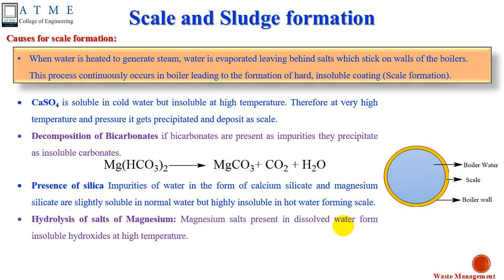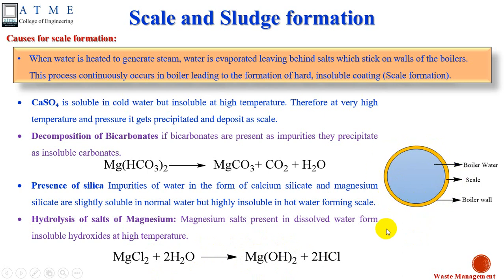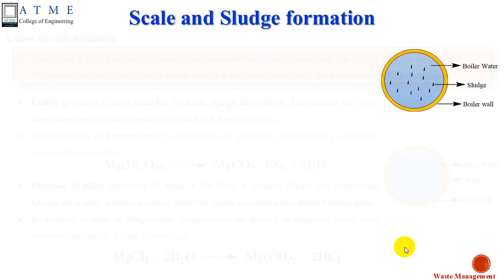And hydrolysis of salts of magnesium. So magnesium salts like magnesium chloride undergo hydrolysis in the presence of water at very high temperature to form magnesium hydroxide. So magnesium hydroxide is also an insoluble precipitate which accumulates on the surface of a boiler in the form of scale. It liberates 2HCl. So these are some causes of scale formation.